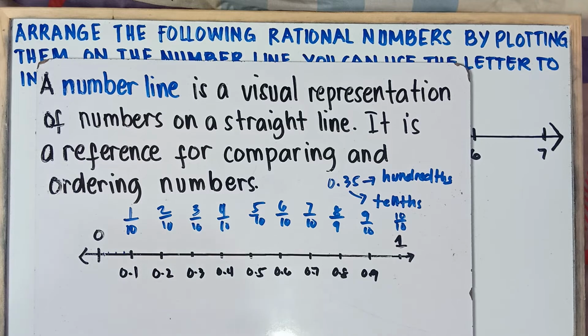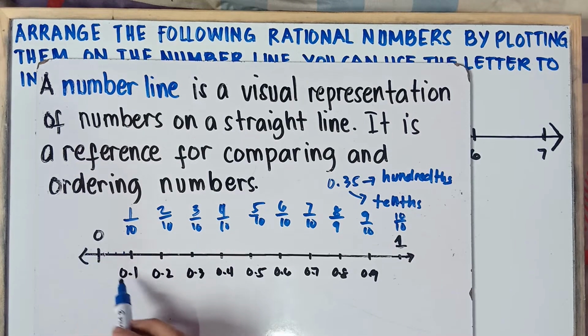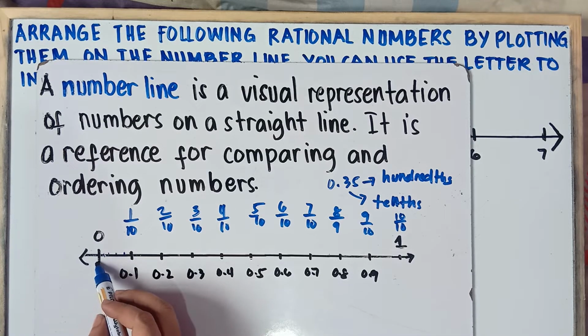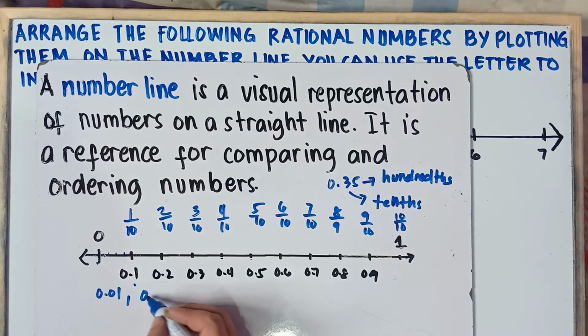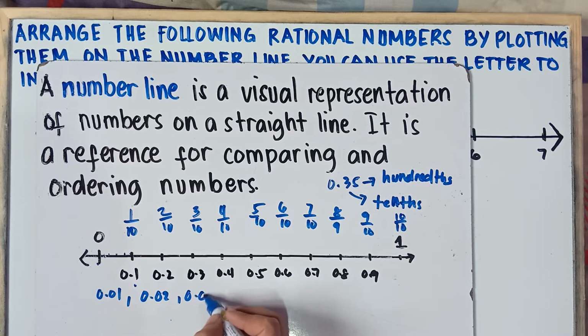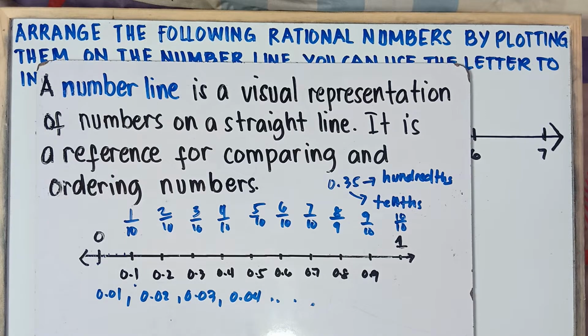The numbers are infinite. Now, from 0 to 0.1, you can actually divide this, class, into 10 equal parts. From 0 to 0.1, you will have 0.01, 0.02, 0.03, 0.04, and so on. Once again, class, for the number lines, you can divide these particular numbers into 10 equal parts. But we will be using 0.1 to 0.9 because mostly, class, we are dealing with these particular decimals from 0 to 0.9.